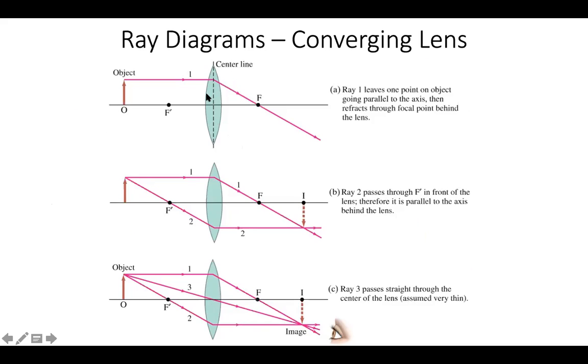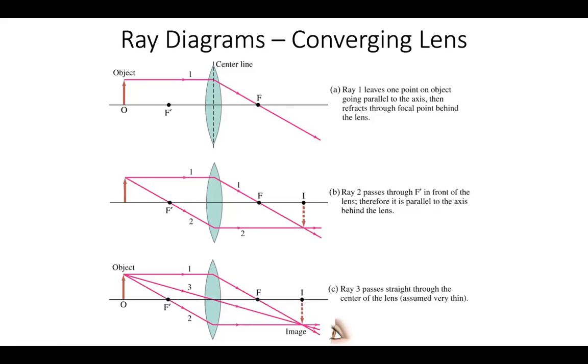With lenses, you can see there are two focal points. There's a focal point on the object side, and there's a focal point on the far side of the object, because there are two curves in the lens.